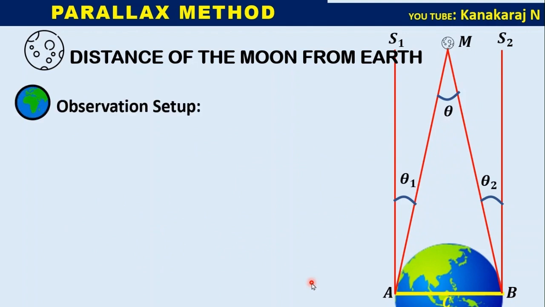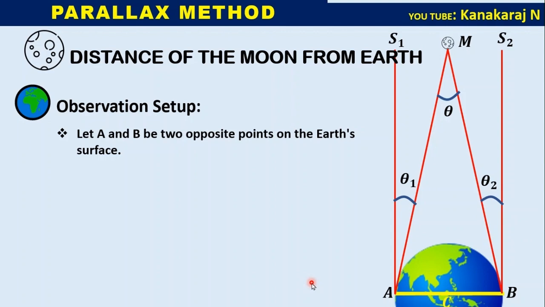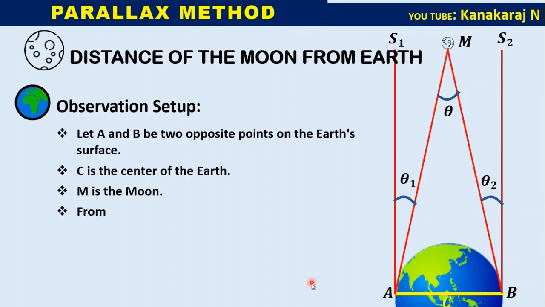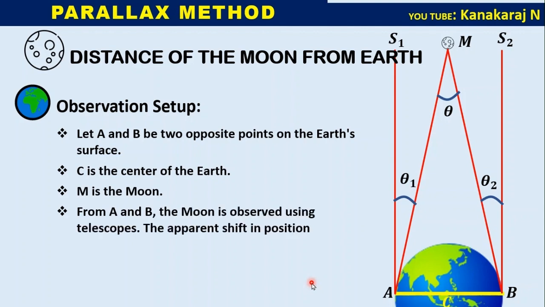Observation setup. Let A and B be two opposite points on the Earth's surface. C is the center of the Earth. M is the moon. From A and B, the moon is observed using telescopes. The apparent shift in the position is measured as angles θ1 and θ2.